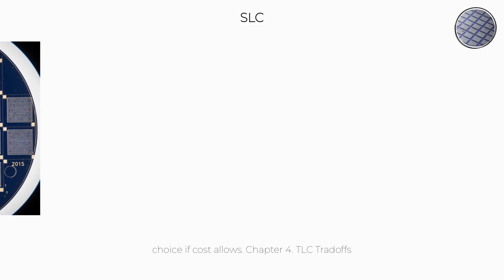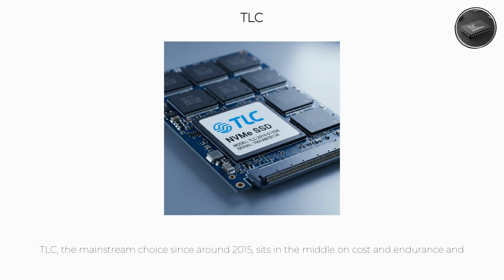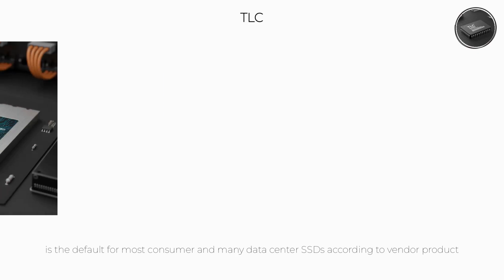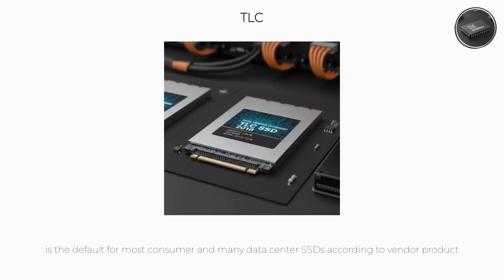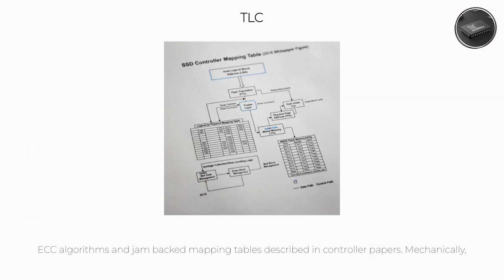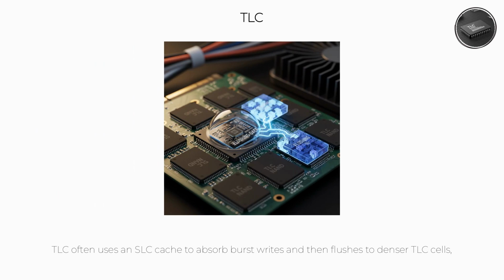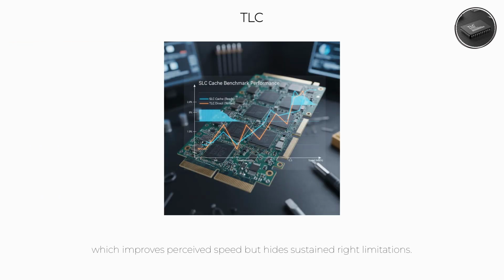Chapter 4. TLC Trade-offs. TLC, the mainstream choice since around 2015, sits in the middle on cost and endurance and is the default for most consumer and many data center SSDs according to vendor product lines. Datasheets typically list PE cycles in the low thousands for modern TLC, paired with ECC algorithms and DRAM-backed mapping tables described in controller papers.